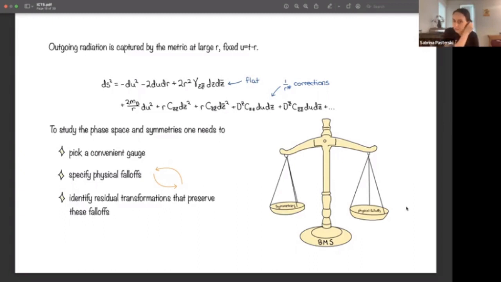Because even with soft limits, I think you get some sort of insight in this context that I wouldn't maybe have expected, just from starting from amplitudes and trying to find the soft theorems to subleading orders.